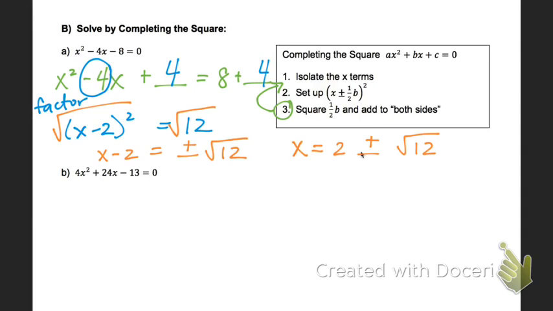And I leave it like this, except for the fact that I can simplify this. Go back to your Algebra 1 skills. Pull out a perfect square, which would be 4. So 4 times 3, and then the 2 comes out. It escapes jail, or whatever y'all used to say.